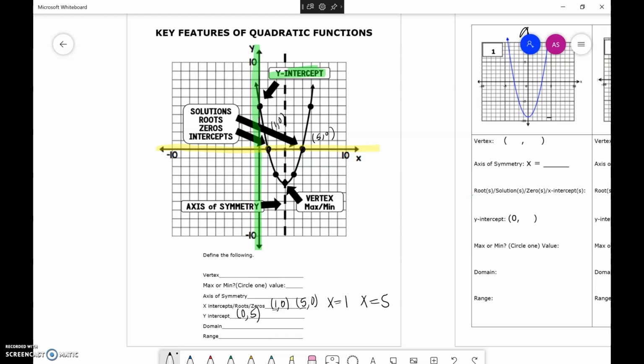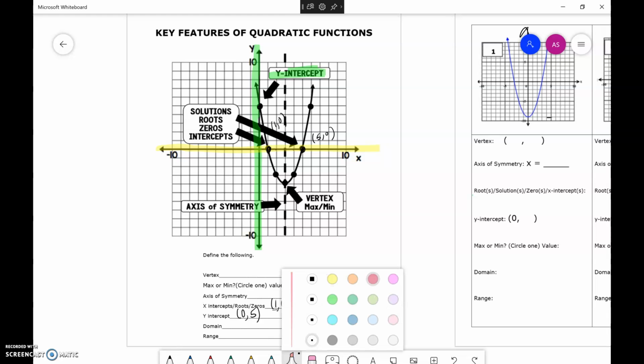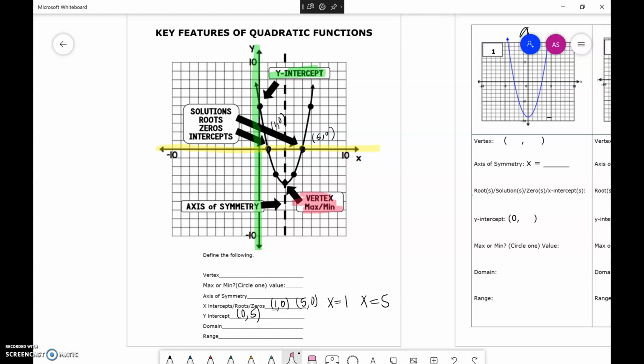Now let's move on to some of our new vocabulary. So we're going to have what is called a vertex. So vertex will be either your highest point or lowest point of the graph. Okay, and we're going to write that as a coordinate point. So you're really just looking at the graph and seeing where this point falls. And that falls on 3, 4. So I'm going to write 3 and I went 4 down. So that's (3, -4). Okay.